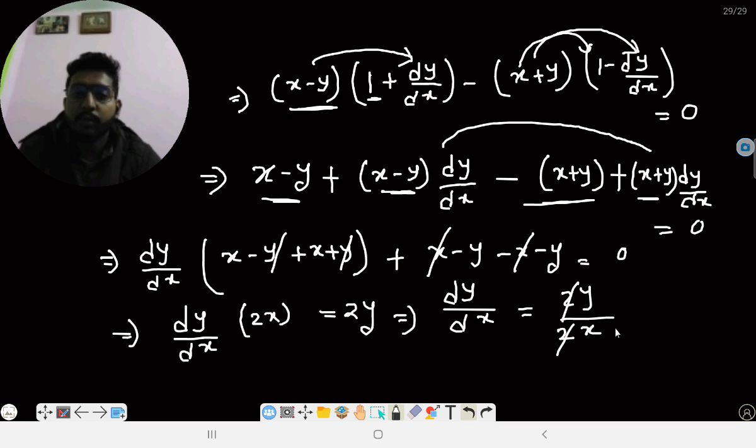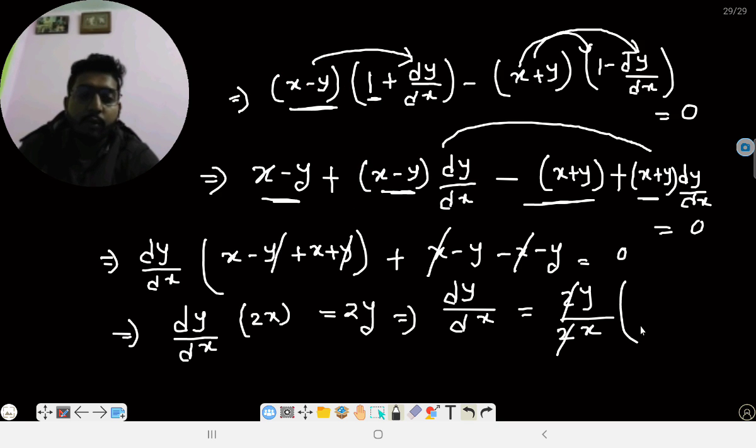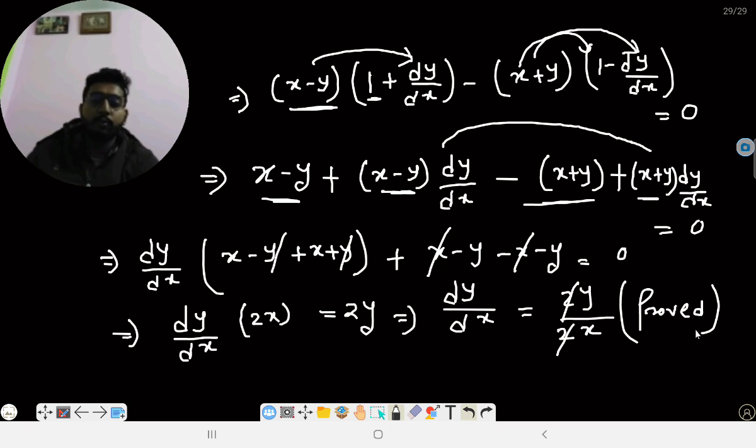So dy/dx will be y by x. So this is the proof here. We have to prove dy/dx equals y by x, and we can see here dy/dx equals y by x. So this is the proof, the way to prove this problem.